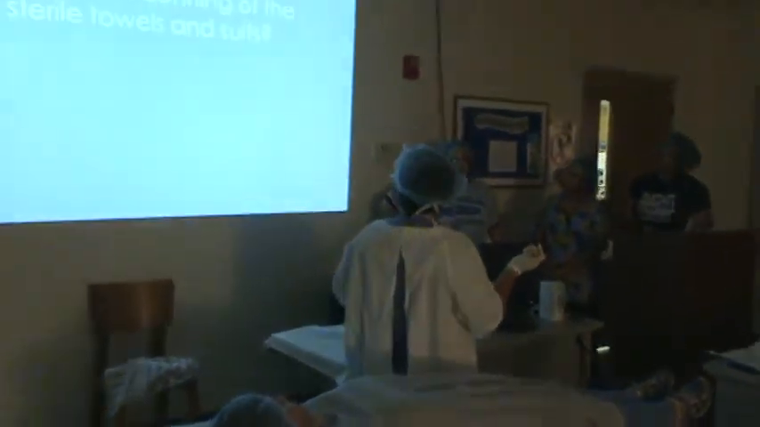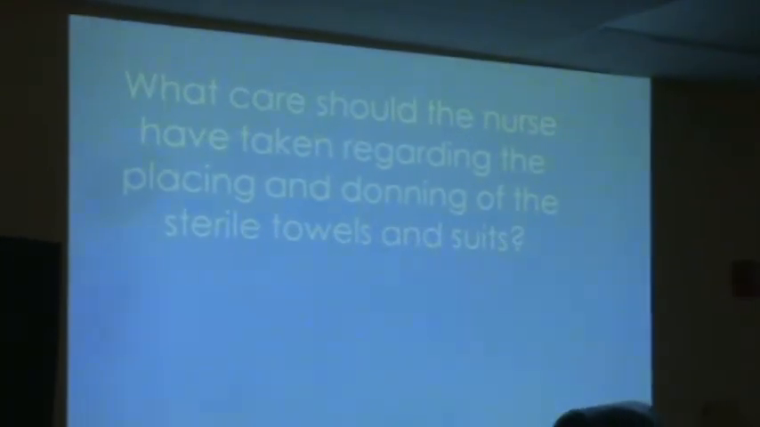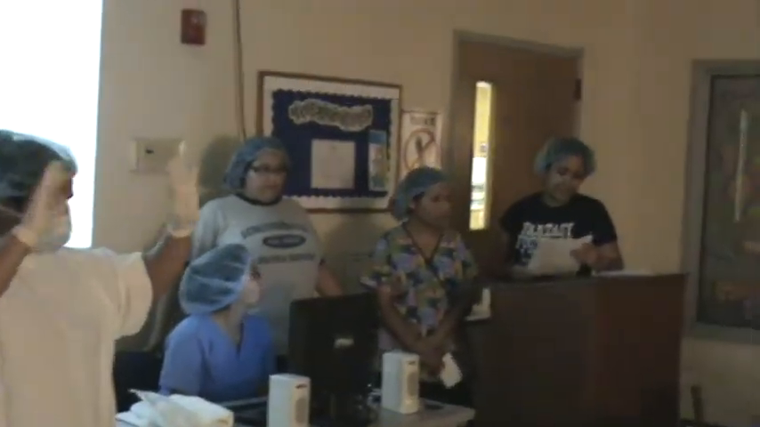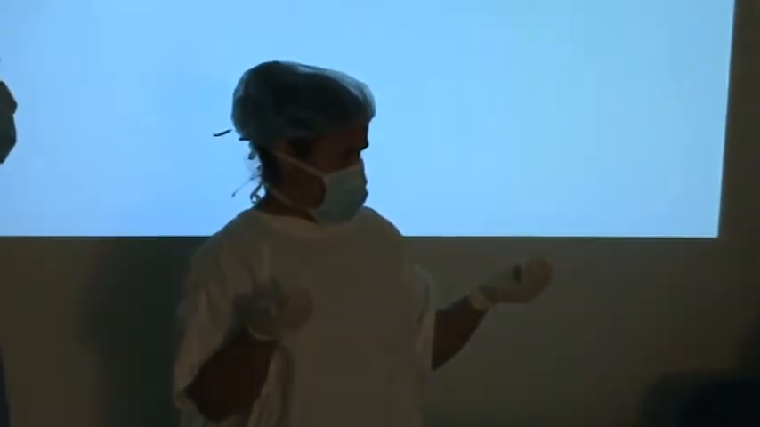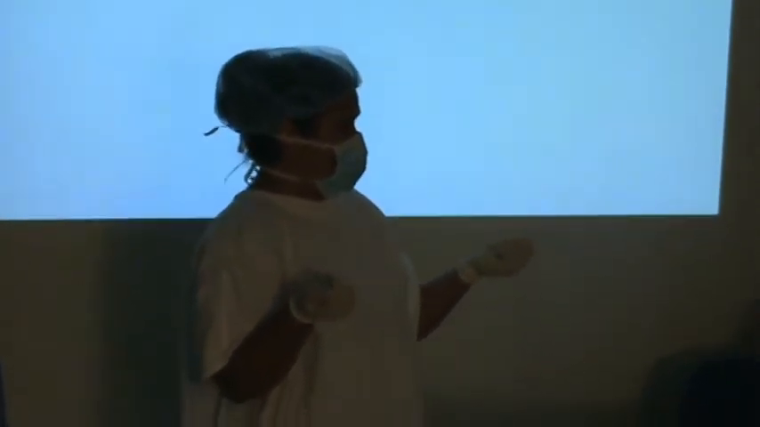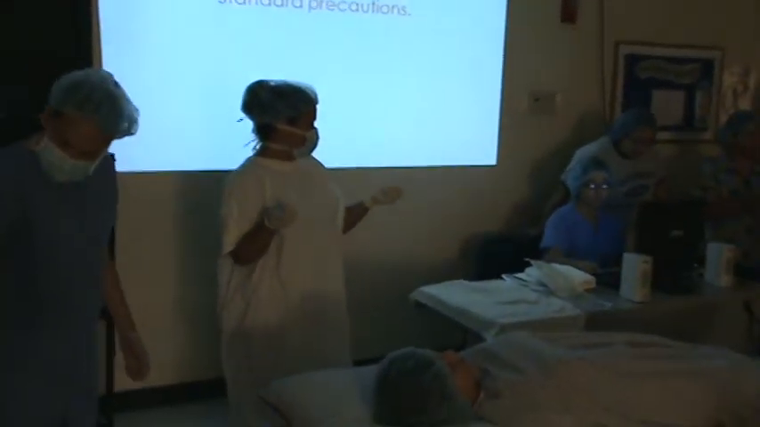What care should the nurse have taken regarding the placing and donning of the sterile towels and suits? That's standard universal precautions, and they are, you need to wear clean gloves when touching blood, body fluids, non-intact skin, perform hand washing immediately when there is direct contact with blood, body fluids, secretions, excretions, and contaminated items. After removing gloves and between patient contact, wear a mask, eye protection, face shield during procedures that are likely to generate splashes of blood and body fluids. Wear a cover gown during procedures that are likely to generate splashes or sprays of blood and body fluids.